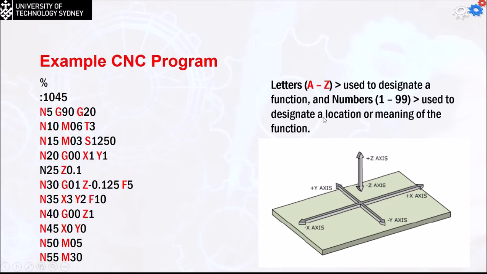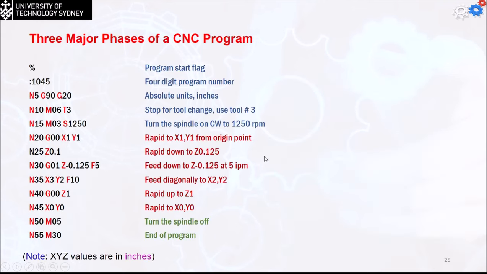So the letters A to Z are going to be used to designate the functions, and the numbers 1 to 99 used to designate the location of the function. So to define that, what are the major phases of the CNC programming? First, as we said, the percentage value means we have the program start flag. The 4-digit program number is represented by this figure. Absolute unit and the inches, the G90 and G20.